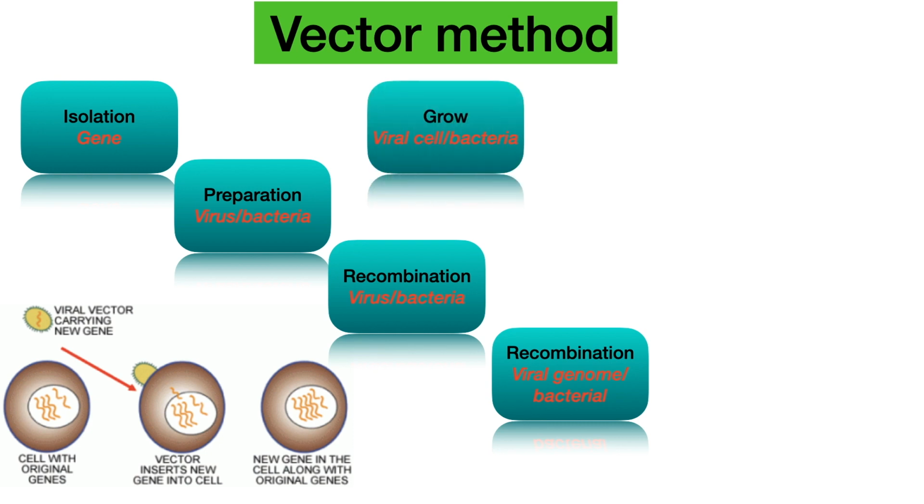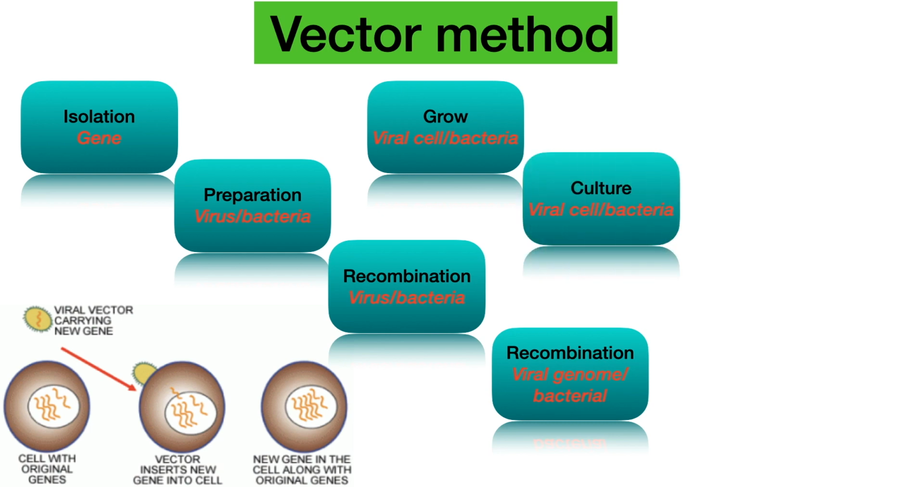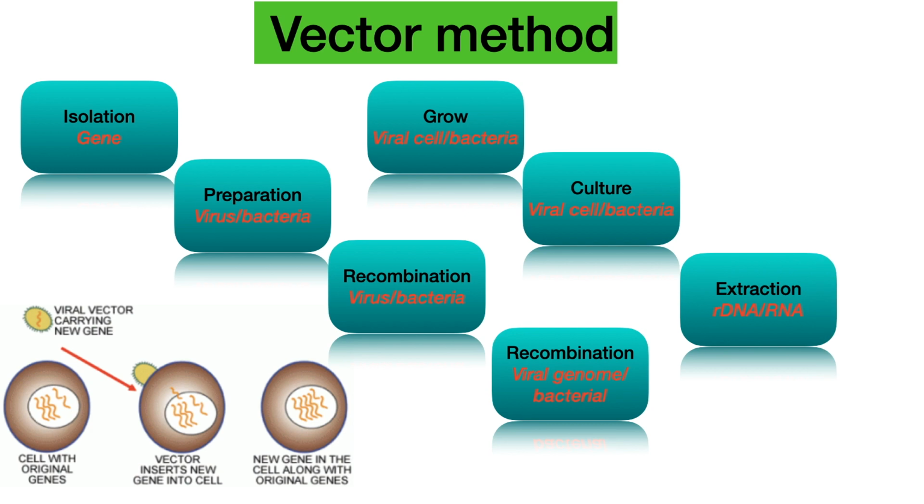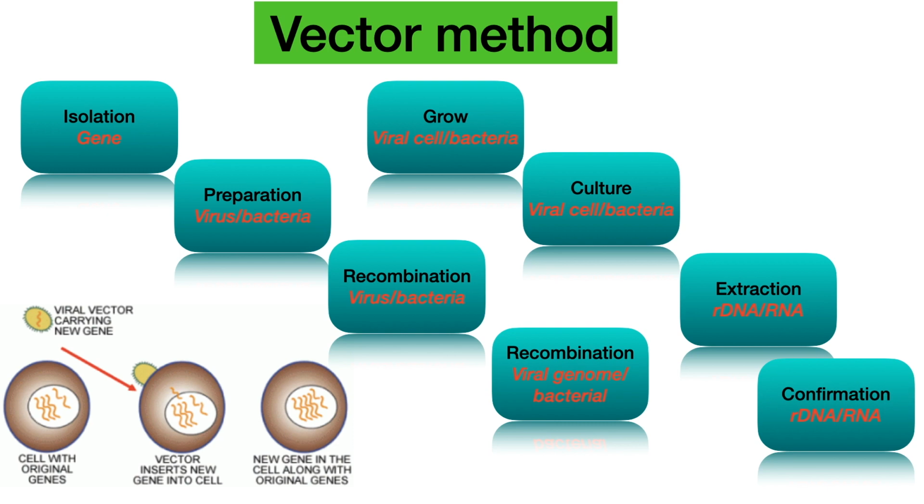And after the recombination, we let it grow, we culture it in a similar way as we did in bacteria, and we extract the cell and we extract DNA, and finally we confirm. And in a similar way like we did in the plasmid method, but if we use the virus as a vector cell, then we have to follow a specific procedure and a specific media to grow. However, it's similar, but in this method, the bacteria or the virus acts as a gene or genome carrier for a different organism or the same organism.